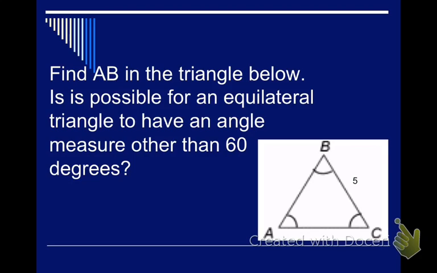Looking at this diagram, let's find AB in the triangle below. Well, based on notation, all angles are congruent. So this is an equiangular triangle. If all angles are congruent, then all side lengths are congruent. Given that BC is equal to 5, then AB must also equal 5, as does AC, equilateral triangle.